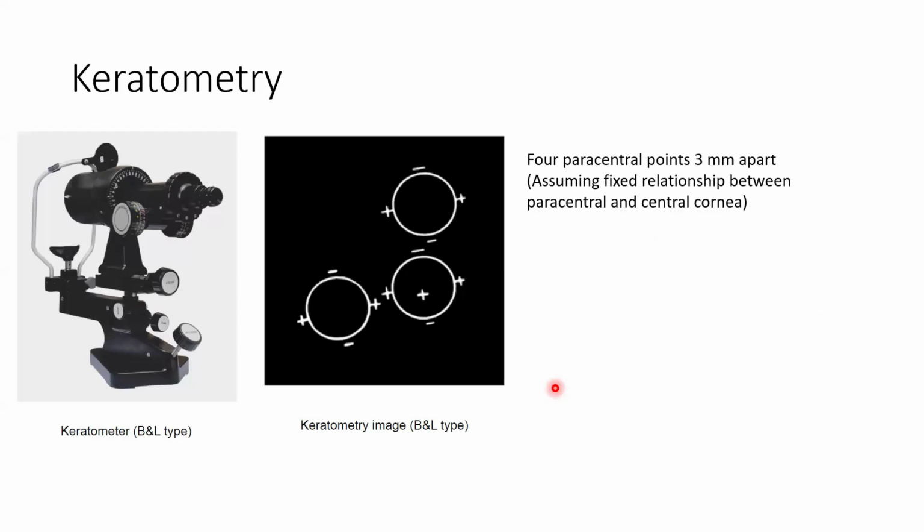So what were the keratometers that were available to us? This is a manual keratometer, which is most commonly used. This is a Bausch and Lomb keratometer, in which four paracentral points, which are 3 mm apart, are projected, and it assumes a fixed relationship between the paracentral and central cornea, and the paracentral readings are extrapolated for the central cornea. It works on the principle of doubling.